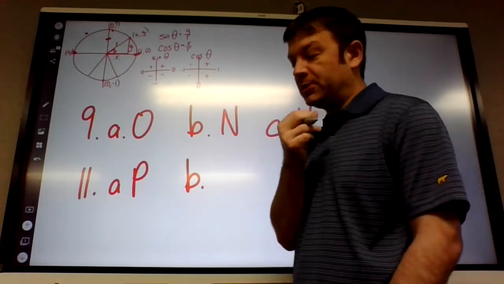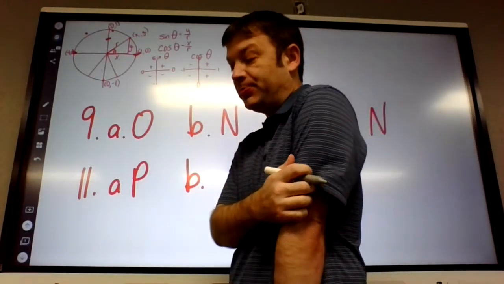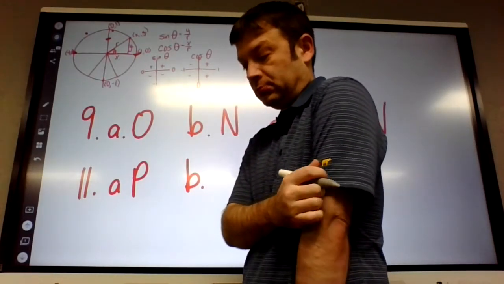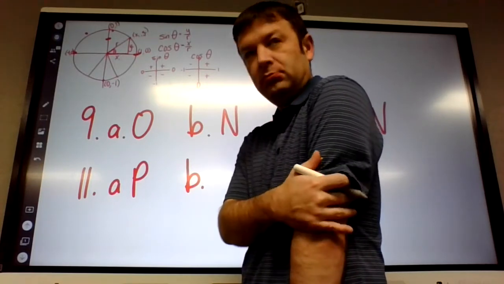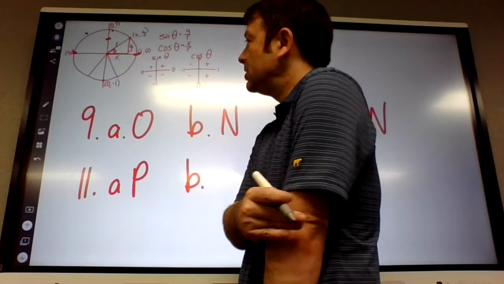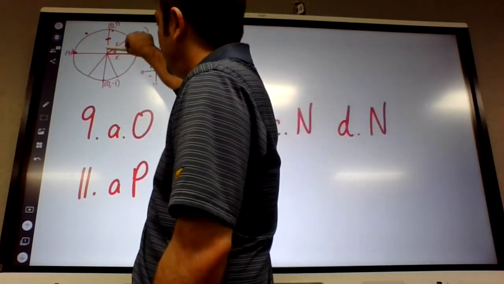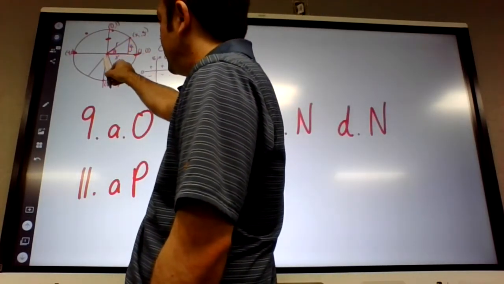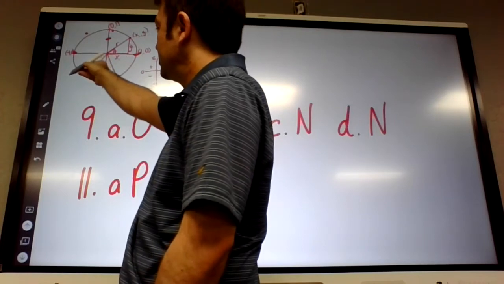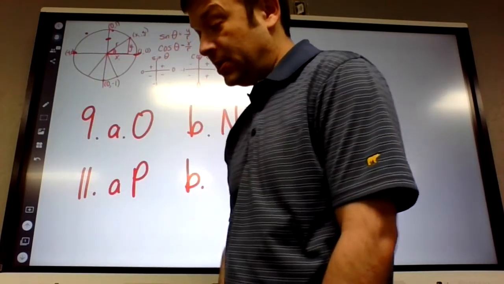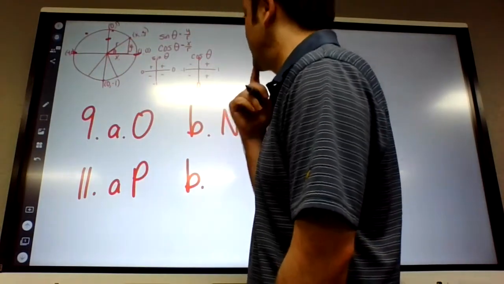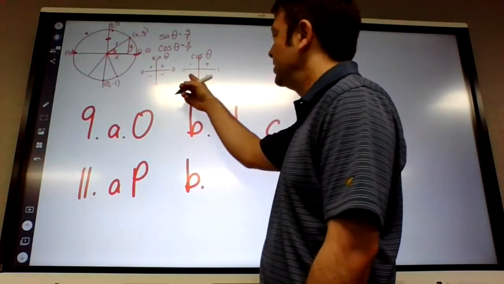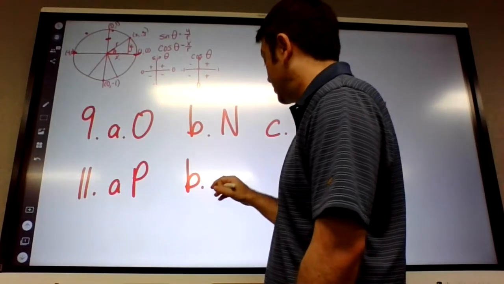What quadrant would negative 120 degrees be in? Because it's negative 120, we're going backwards. It'd be past negative 90, so it must be in the third quadrant. Is cosine positive or negative in that third quadrant? Negative. Actually, everything's negative in the third quadrant.